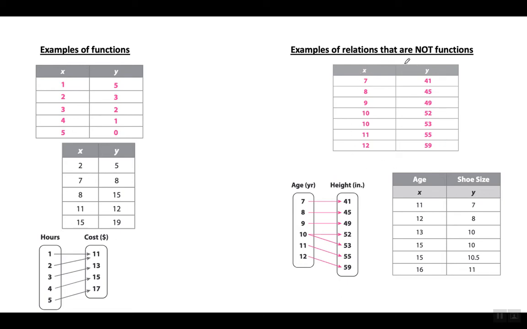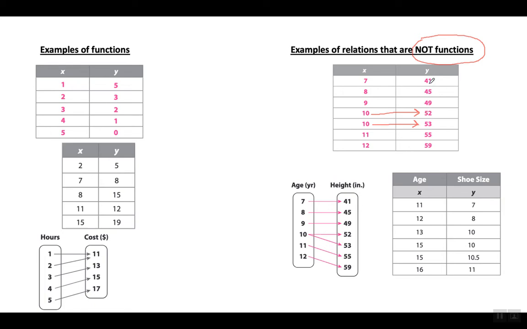Alright, look at this table. Look right here. When x is 10, you get 52. And then it says, oh, when x is 10, you also get 53. That means it is not a function. Cannot be a function. Because in order to be a function, when x equals 10, you got to get the same answer for y every single time. If it's telling you that when x is 10, you get two different answers, that is not a function.